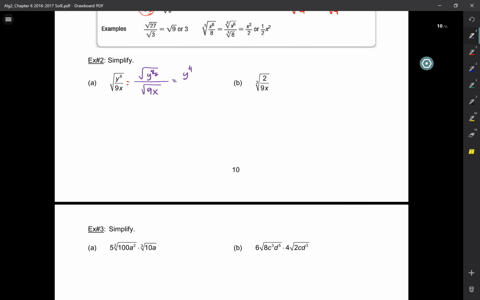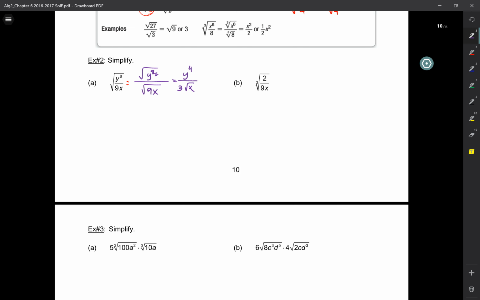Y to the 4. Now, over here in the square root, I have a 9 and I have an x. I do the 9 separately. Ignore the x. What's the square root of 9? 3. And then I have the square root of x. Now, can I do anything about the square root of x? Not really. But can I also leave it in the denominator? No. So what do I have to do? You have to multiply top and bottom by the square root.